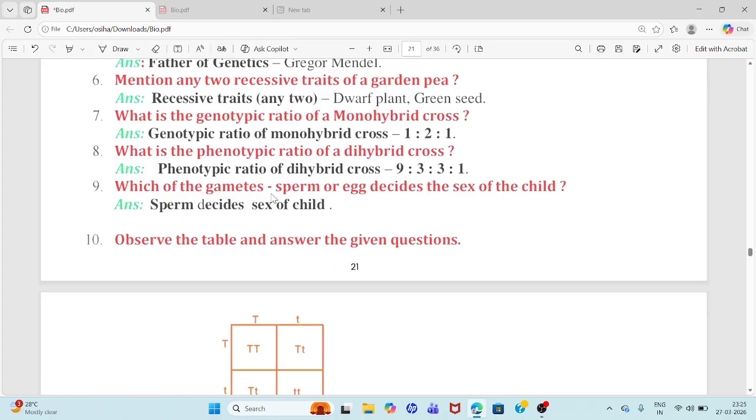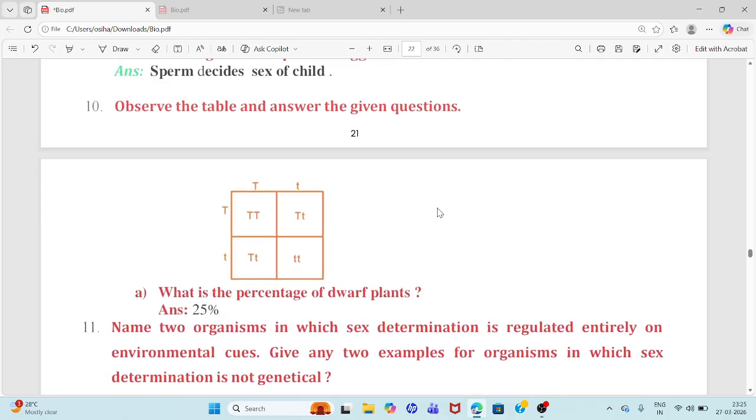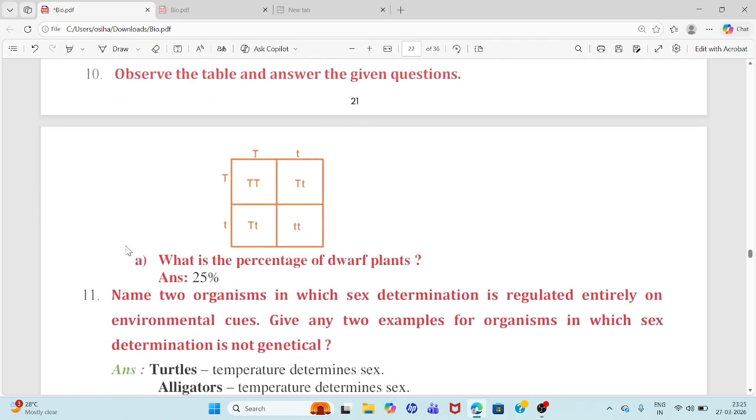Which of the gametes, sperm or egg, decides the sex of the child? Answer: sperm decides the sex of a child. Sperm decides sex of child. Observe the table and answer the following questions. You have to see this table and answer the question. What is the percentage of dwarf plants? Answer is 25%.